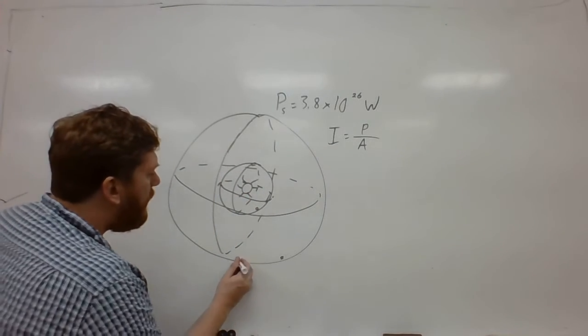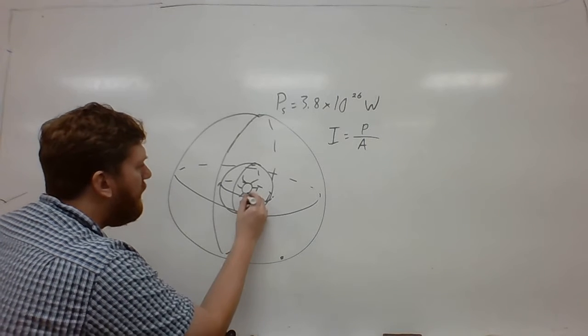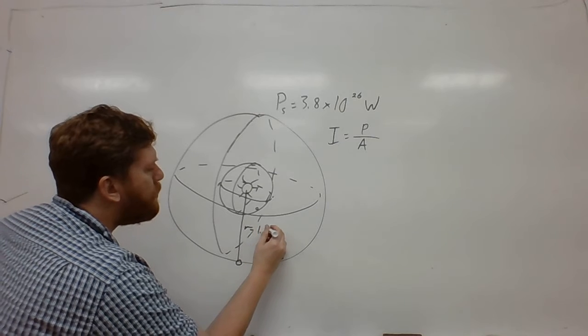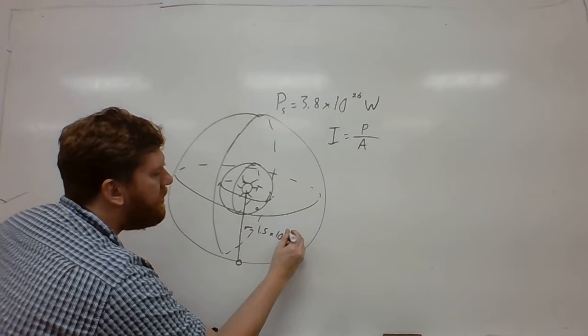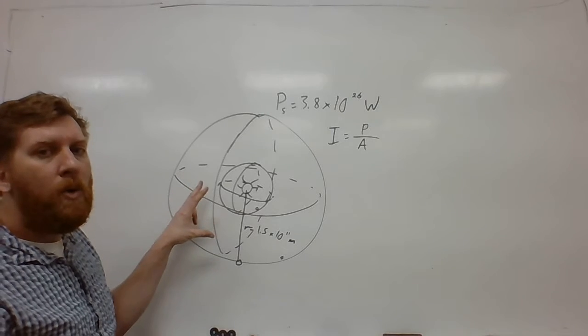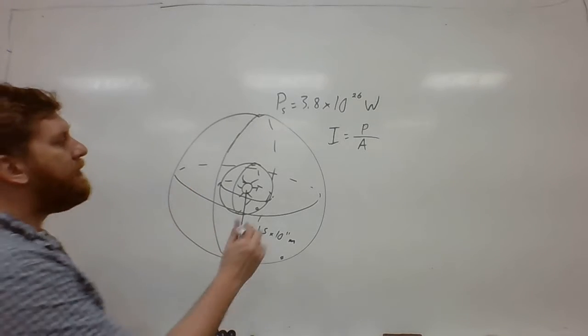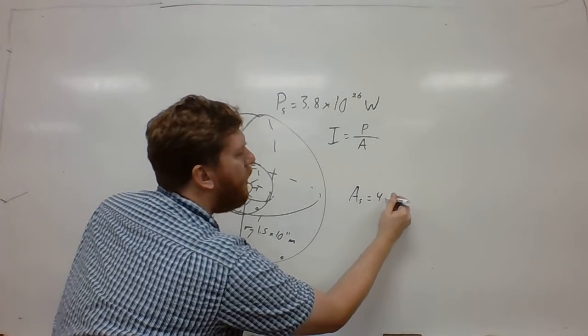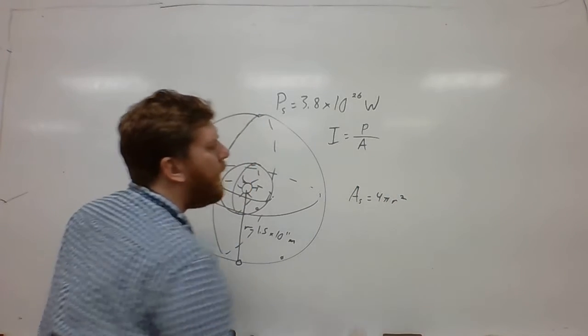Well, I tell you the Earth, let's say the Earth is right here, it's located a distance, we're going to call it r, equals 1.5 times 10 to the 11 meters. We know that the surface area of a sphere is 4 pi r squared.